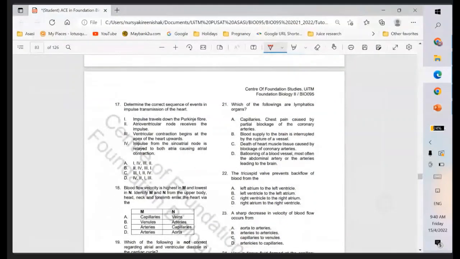17. Determine the correct sequence of events in impulse transmission of the heart. First, impulse from the sinoatrial node is relayed to both atria, causing atrial contraction. Second, atrioventricular node receives the impulse. Third, impulse travels down to the Purkinje fibers. Fourth, ventricular contraction begins at the apex of the heart upwards. I choose D. Kalau kita tengok statement yang last sekali kan, ventricular contraction begins at the apex of the heart upward. Where is the apex of the heart?